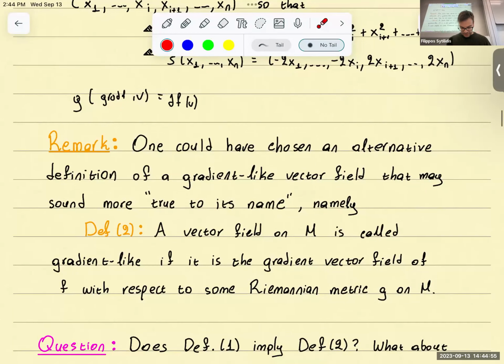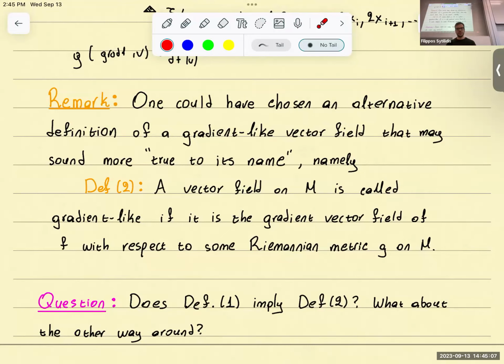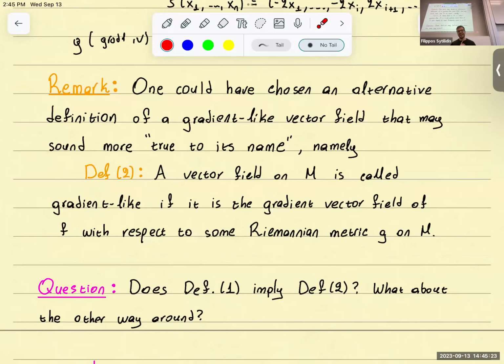Anyway, I basically just want to ask the question: does definition 1 imply definition 2? And what about the other way? Namely, does definition 2 imply definition 1? I don't want to give you an answer. I want you to think about it, and we can discuss it later. But does the question make sense?